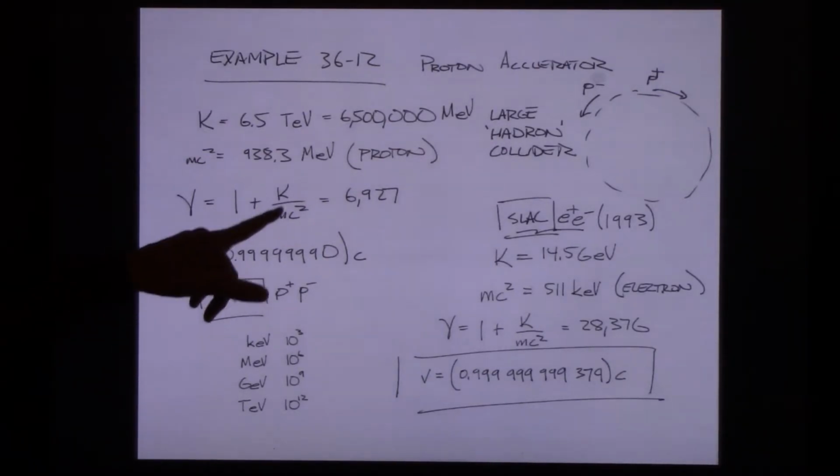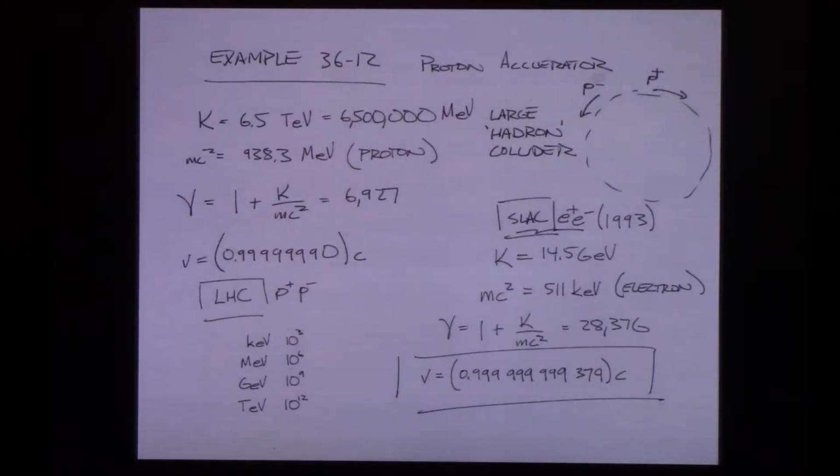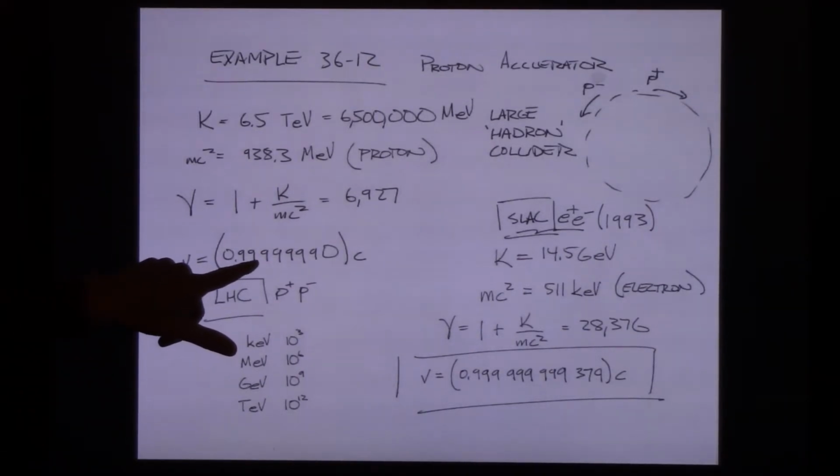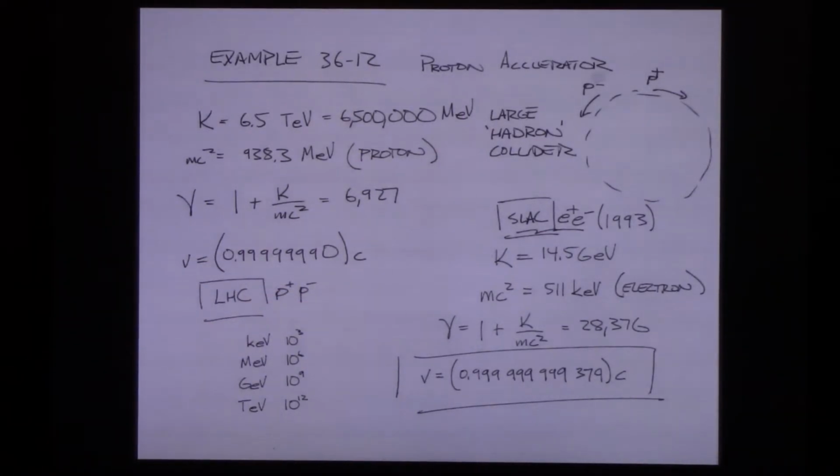So in this formula, the MeVs from the mass and the kinetic energy cancel, and I've got a gamma factor of 6,927. Now, the velocity, using my formula that we've looked at earlier, using that gamma, the speed turned out to be 0.9999990 something something times c.